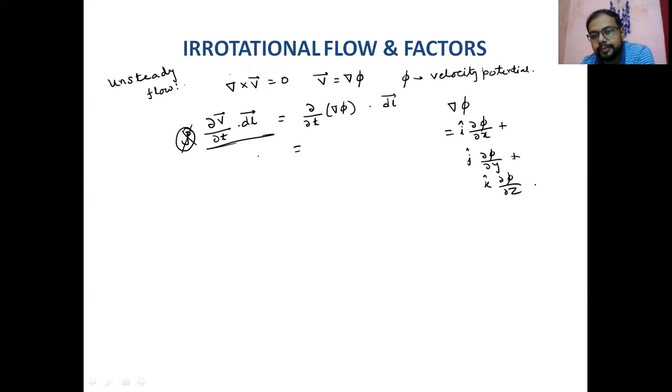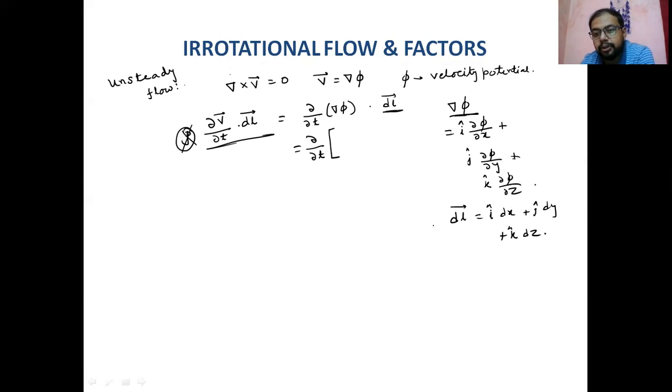Okay. So del t of this part, you have to consider, dot dl. And dl is i dx plus j dy plus k dz.